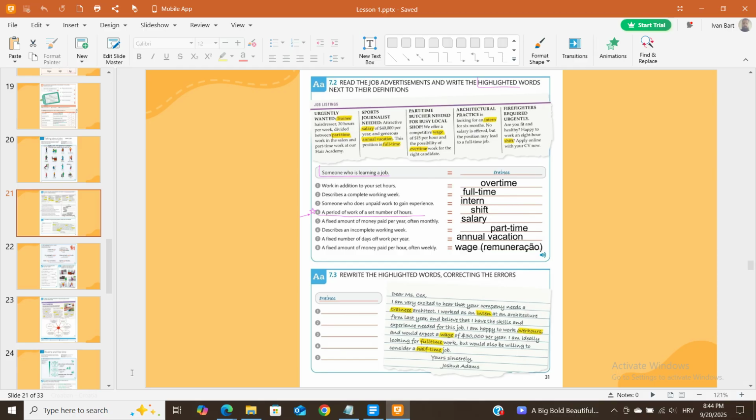Part-time. Butcher needed for busy local shop. We offer a competitive wage of $15 per hour and the possibility of overtime work for the right candidate. Someone who does unpaid work to gain experience. A period of work of a set number of hours. A fixed amount of money paid per year, often monthly. Describes an incomplete working week. A fixed number of days off work per year. A fixed amount of money paid per hour, often weekly.